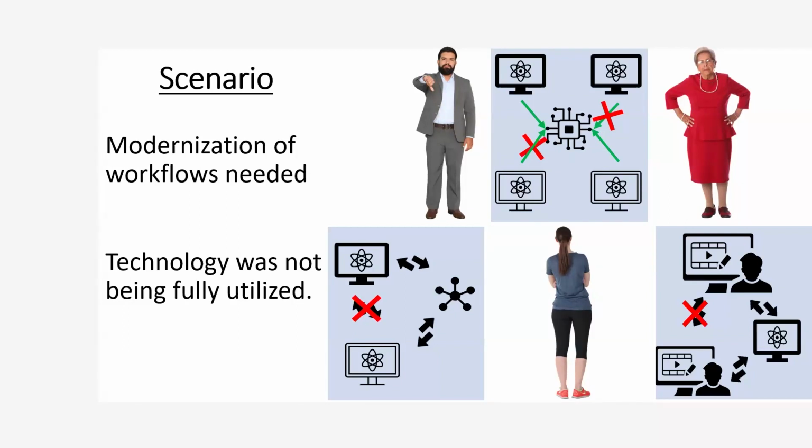So the scenario at Carroll County government is that we're in the process of trying to modernize our workflows. We're trying to update things in the county and move paper workflows to digital. With that, we're also trying to merge our technology, since our technology wasn't being fully utilized. Different departments had their own technology, but they weren't coming together and working in unison. So we're in the process of doing that at the moment.